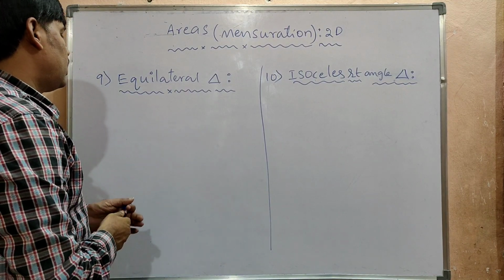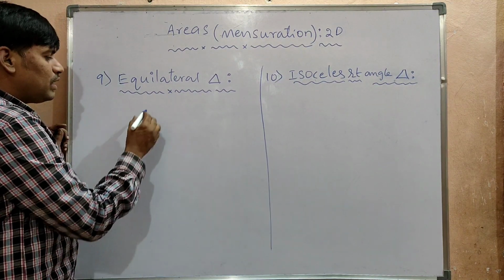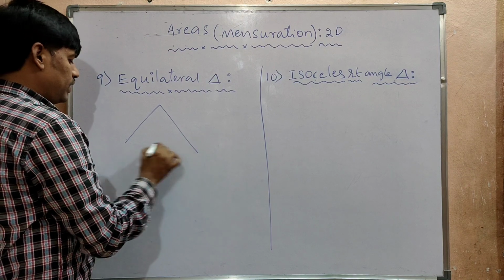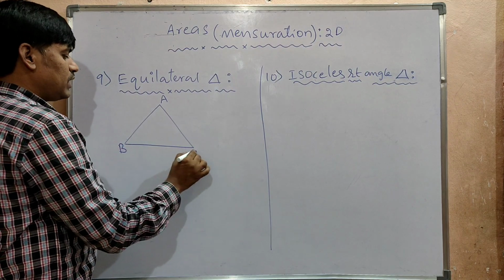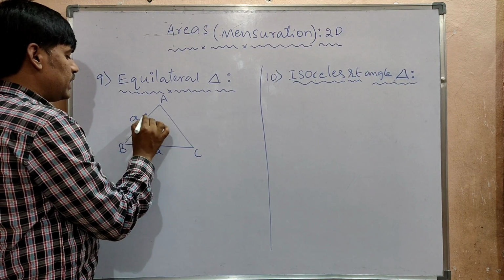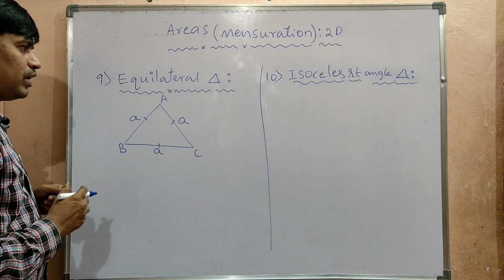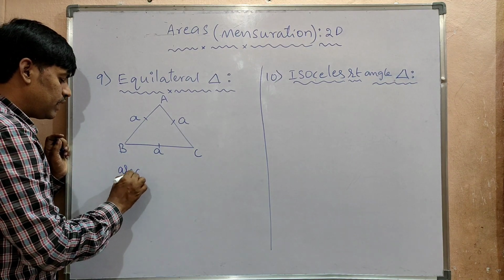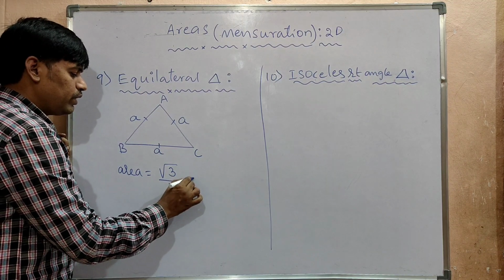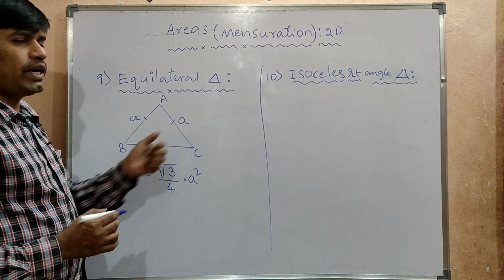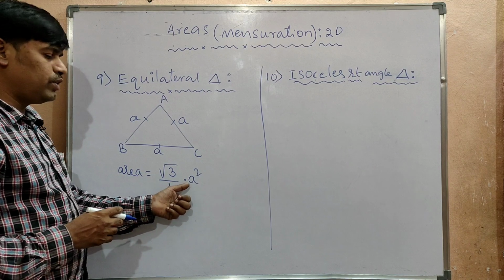Now I am taking the equilateral triangle. I am drawing it like this. Here all three sides are equal. The triangle which has all three sides equal is known as an equilateral triangle. Here all the sides are a. Now the area of an equilateral triangle is root 3 by 4 into a square, where a is the side of the equilateral triangle.